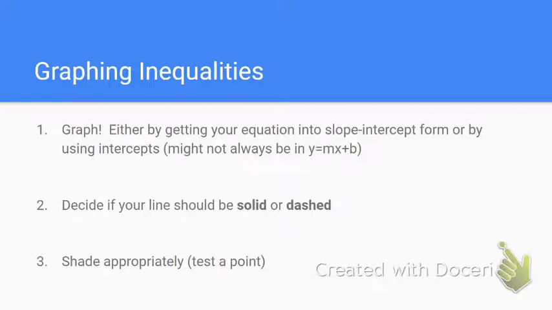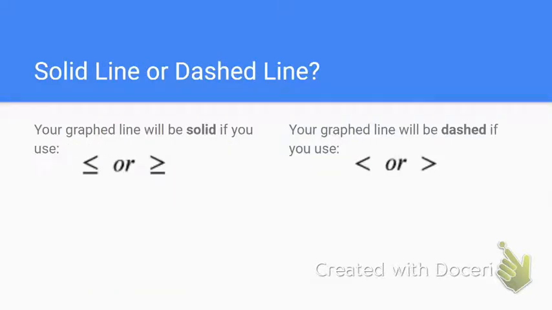You're going to graph it. Sometimes your equation might not be in y equals mx plus b form, so you might have to start by solving for y first. Then decide if your line should be solid or dashed. Then we're going to shade appropriately, and we're going to test a point. I'll put these steps back on the screen at the end. Solid or dashed line, you've got a box there.